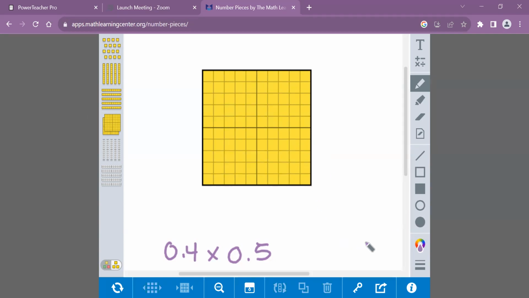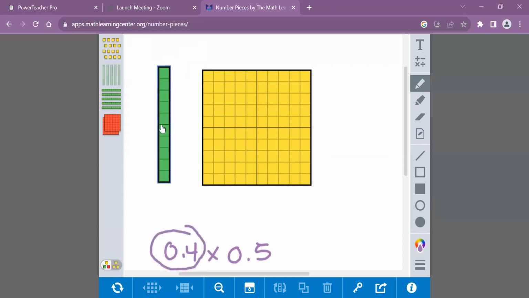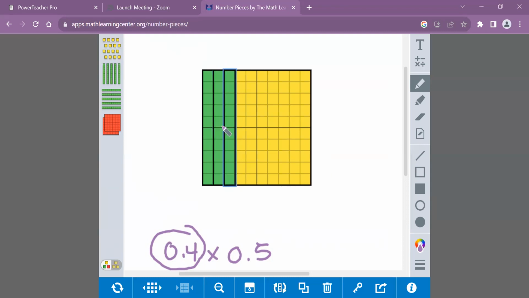Now again, we're using these models to represent how to multiply when you have two decimals that are both smaller than 1. So again, this is just a rows and columns thing. The first thing I'm going to do is shade in 4/10 as my columns. Remember, this is a 10th, right? So there's 1/10, 2/10, 3/10, 4/10. Next, we are going to shade 5/10 as my rows.